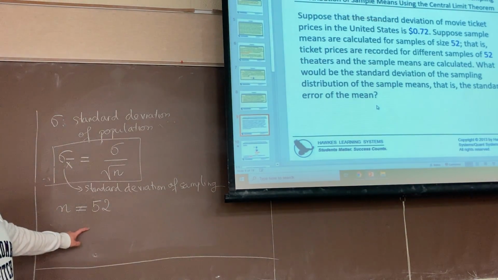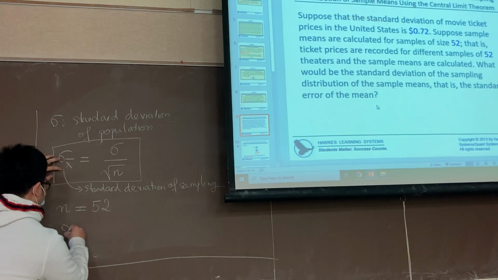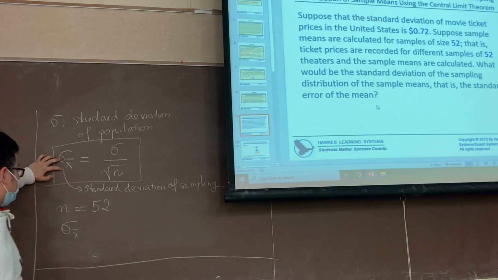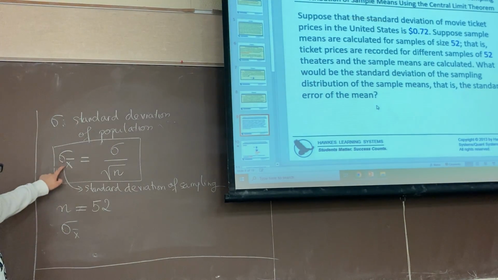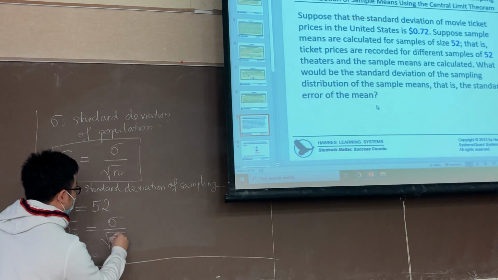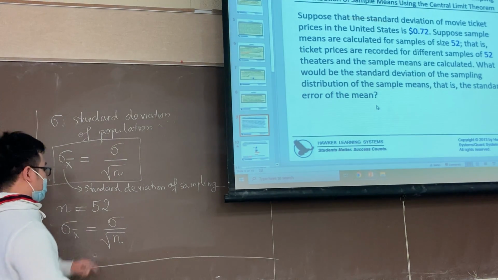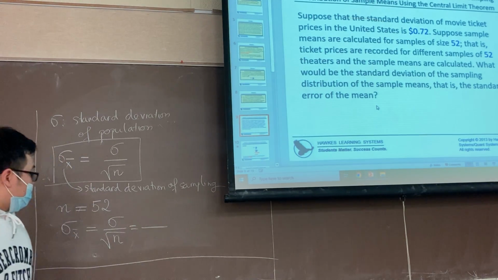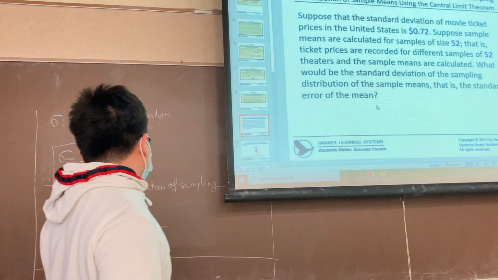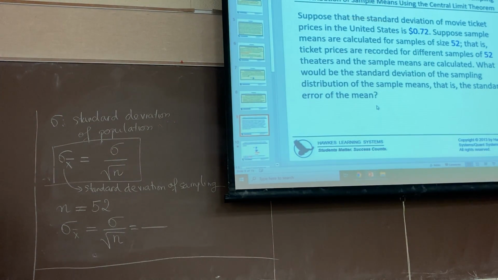Clear, right? And now they ask you to find the standard deviation of the sampling distribution. That means they ask you to find the sigma x bar, right? And you know that sigma x bar should be calculated by sigma over the square root of n, right? And sigma here is the standard deviation of the population. What about sigma in this case? 72 cents. The standard deviation is 72 cents.